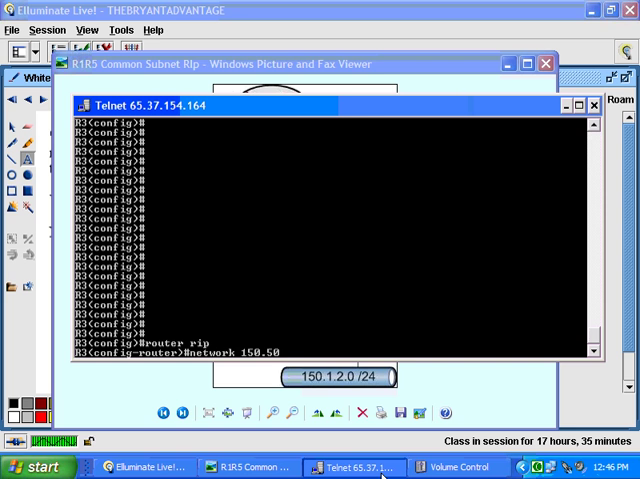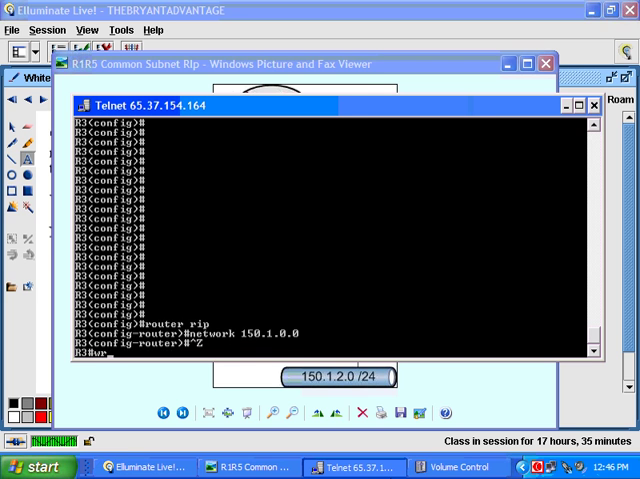And notice that this time I am not, and that should be a 1, I am not putting no auto-summary in. I'm not hard coding for version 2. We're sending and receiving version 1 and accepting versions 1 and 2. Send 1, receive 1 and 2. But obviously, since I didn't change anything, both routers involved are sending version 1.